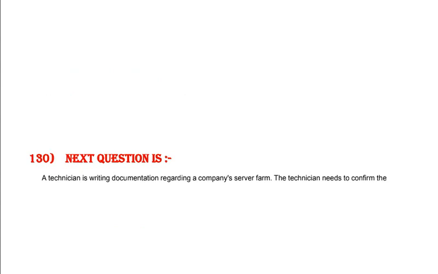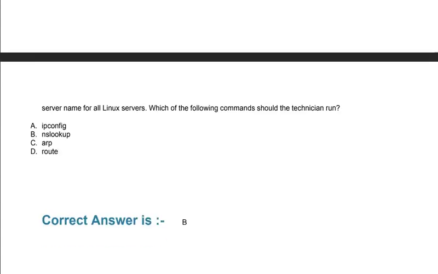Question is, a technician is writing documentation regarding a company's server farm. The technician needs to confirm the server name for all Linux servers. Which of the following commands should the technician run? Option A, ipconfig. Option B, nslookup. Option C, ARP. Option D, route. Correct answer is option B.